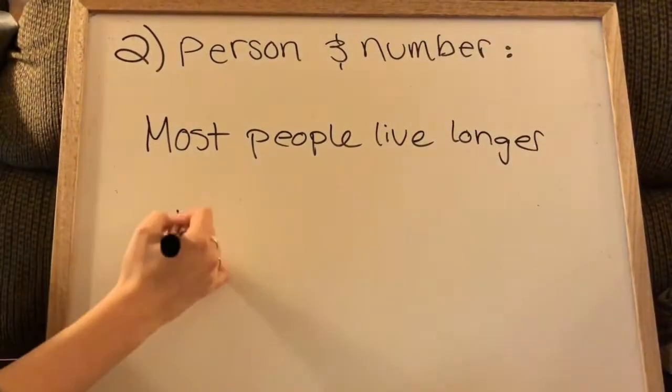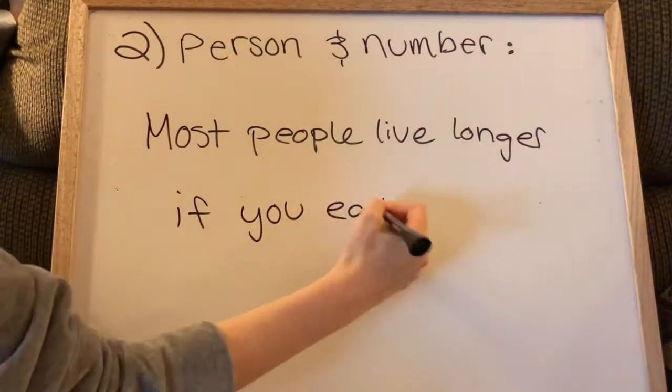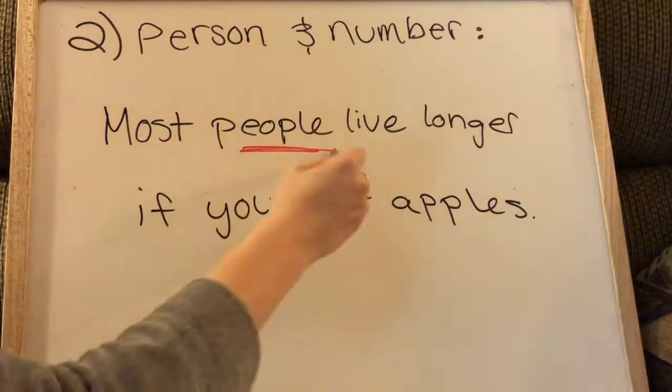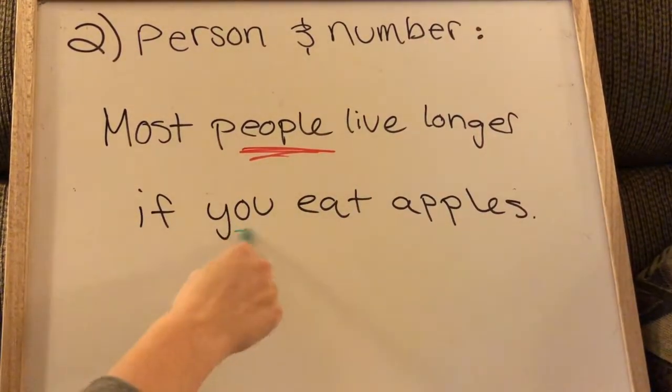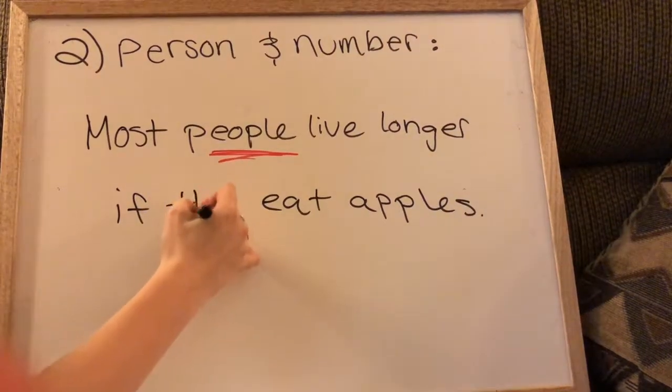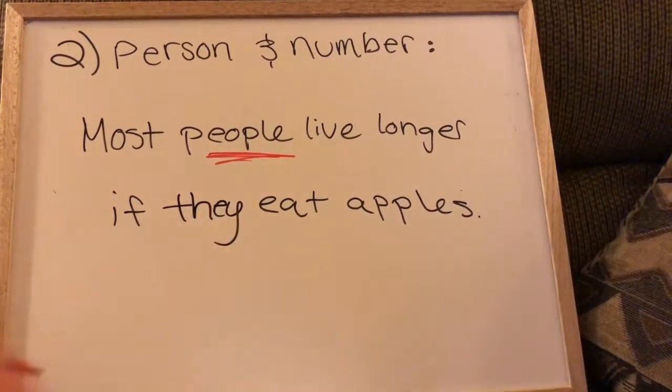This example states most people live longer if you eat apples. People are plural, so they is a proper pronoun to pair it with. Be aware of what's singular and what's plural.